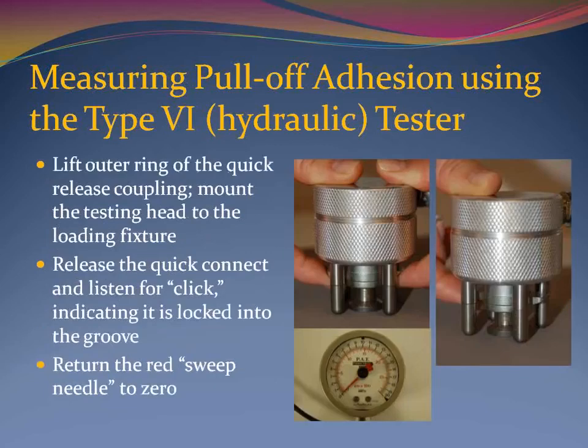Lift the outer ring of the testing head's quick release coupling and mount the testing head onto the loading fixture. Release the quick connect and listen for the click, indicating that the quick connect has locked into the groove near the top of the fixture. Return the red sweep needle to 0.